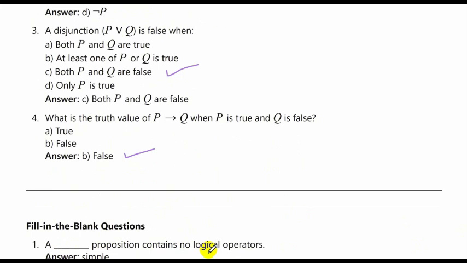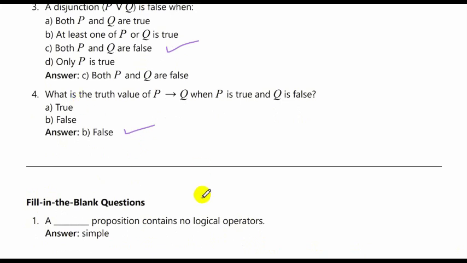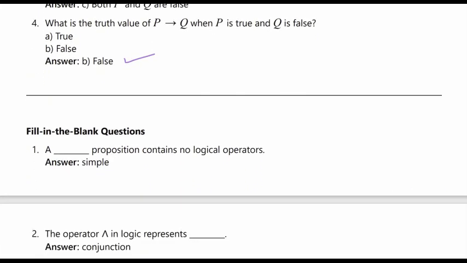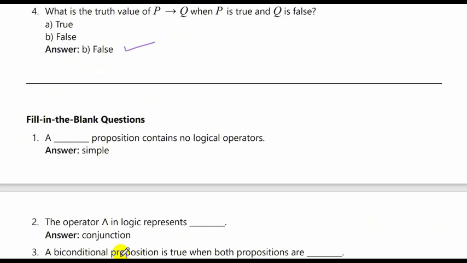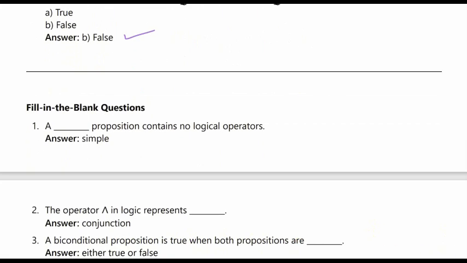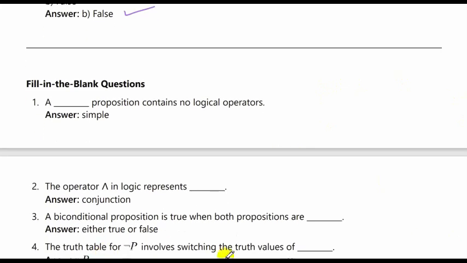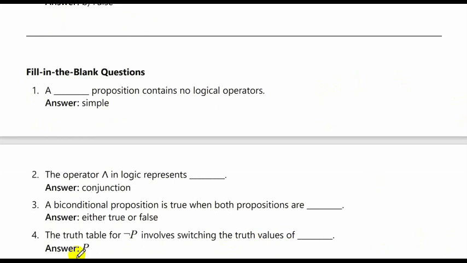Alright. A simple proposition contains no logical operators. That's correct. So when we are doing all of these fill in the blanks and MCQs, that will also brush up our understanding of what we have studied so far. And we can use these fill in the blanks in our question paper. The operator and in logic represents conjunction. A biconditional proposition is true when both propositions are either true or false. So we'll have to go through the truth table to be able to give these answers. The truth table for negation P involves switching the truth value of P. Correct.